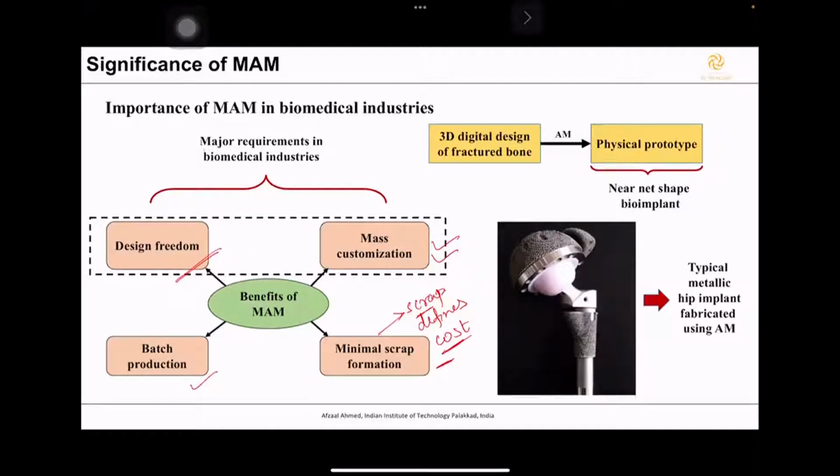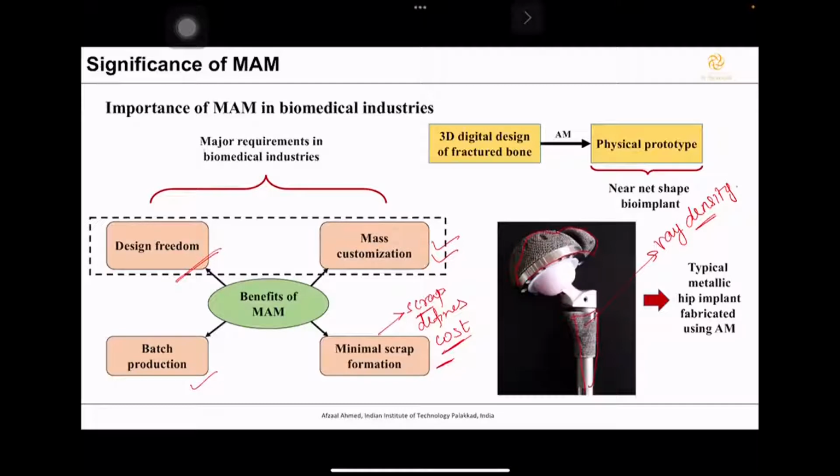I'm not going into that because for the last 2 days, people have covered much on that. And here you can see a hip implant, which is fabricated using additive manufacturing. You can see this implant is with varying density, because our bone is not a solid bone. It is made of pores inside.